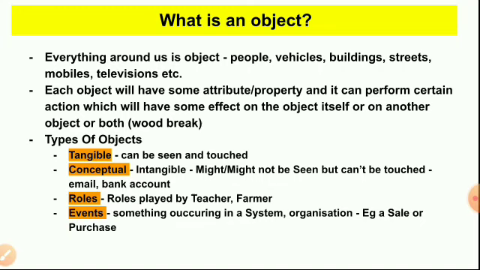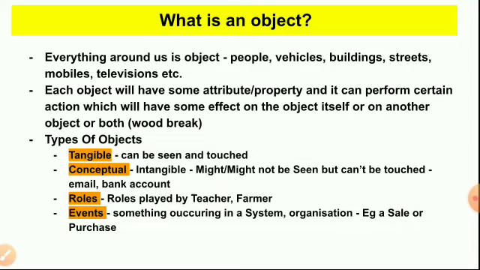Next. So do we have just a single type of object? Actually we have two kinds of objects: tangible and intangible. And then we can further classify objects into roles and events. But mainly we have tangible and intangible.